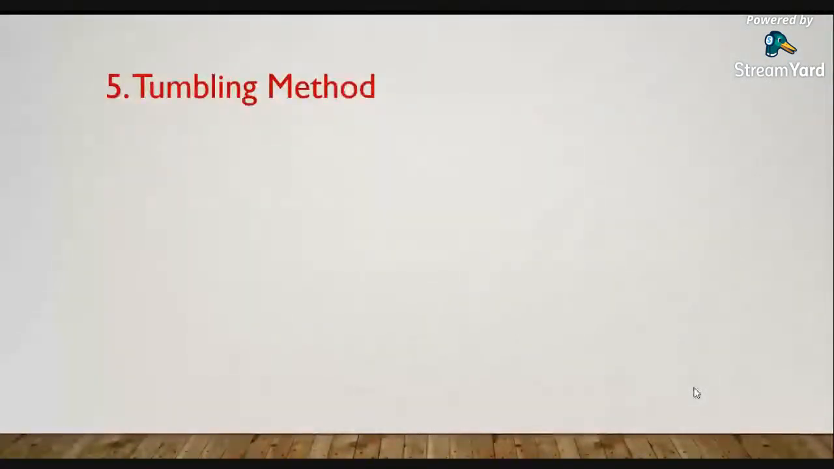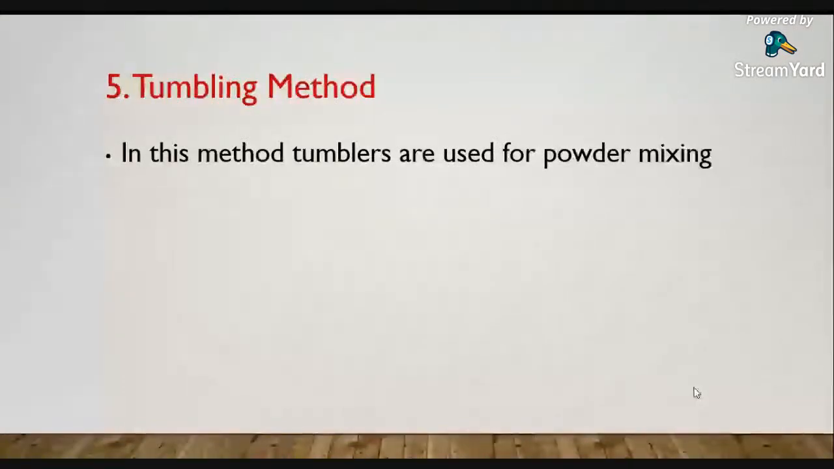Next, the fifth method is the tumbling method. You know the tumblers, we have seen them in first year. What are tumblers? Tumblers are vessels, small size or large size, having two shafts, and the shafts are mounted on a stand. The tumblers are rotated by using a motor, moving on their longitudinal axis, and powder mixing takes place.